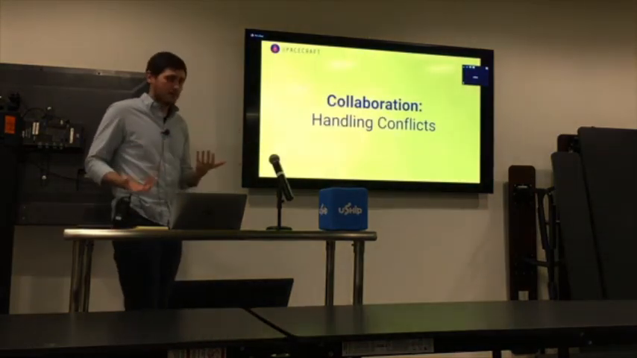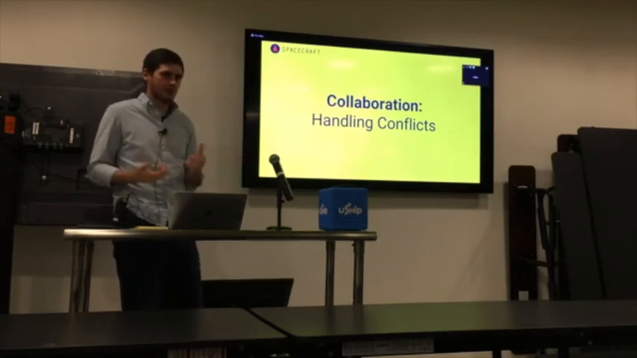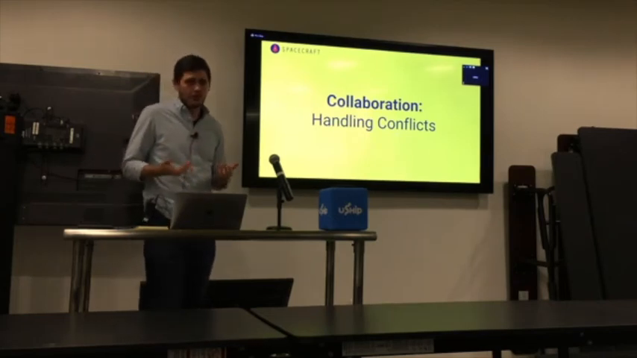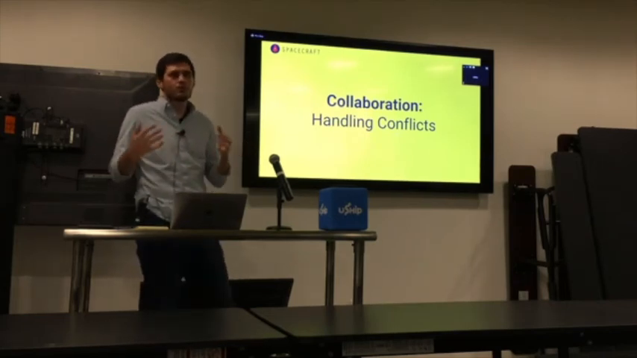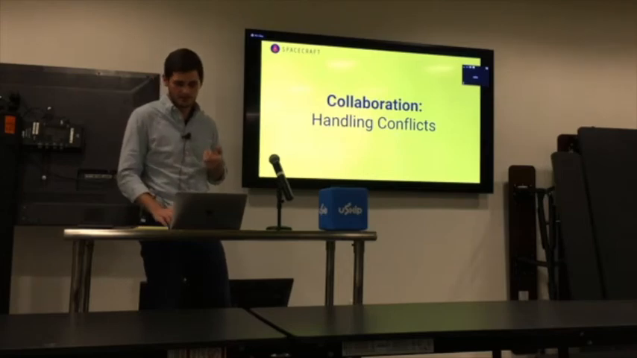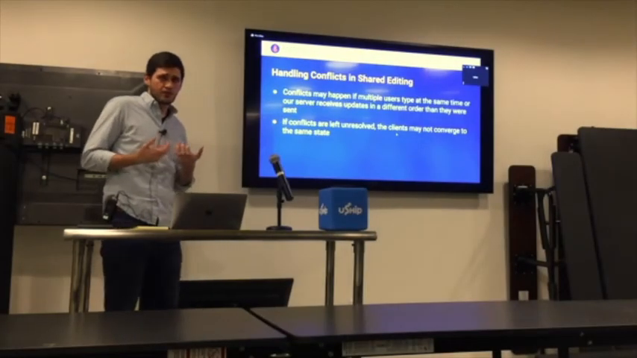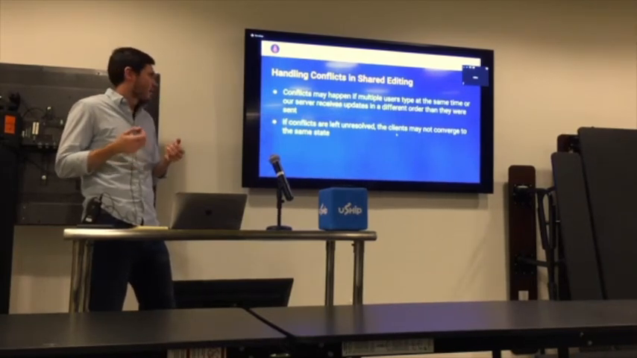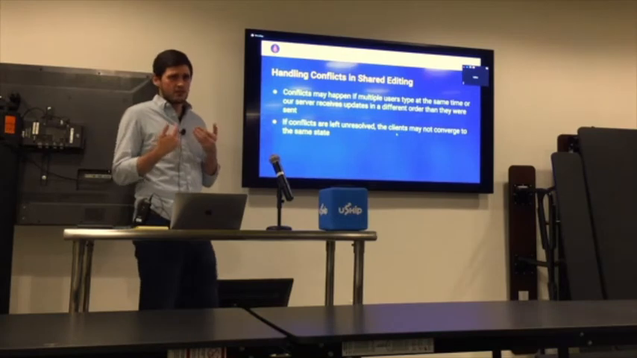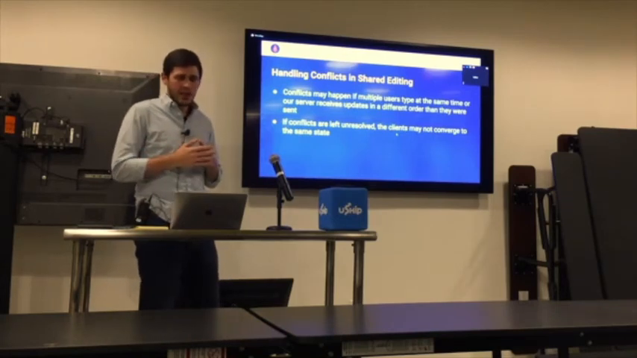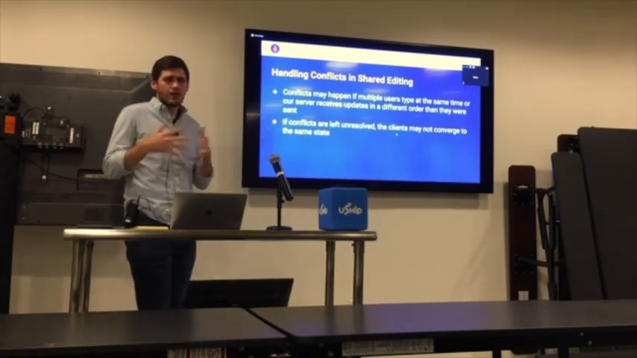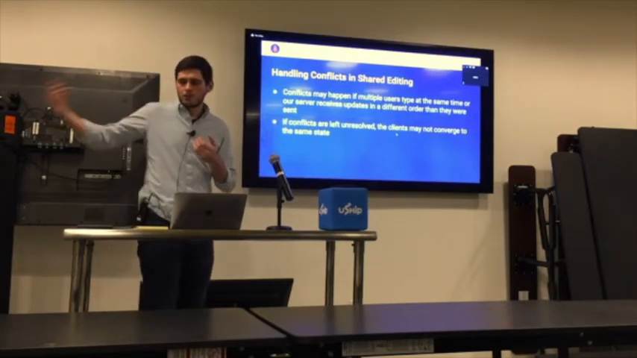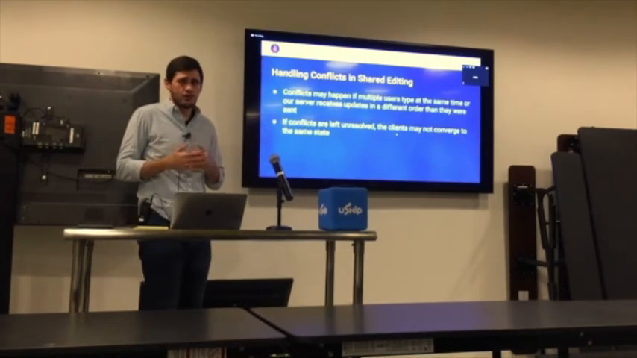Now, as when you work with any kind of collaborating product, Google Docs and such, there's going to be some conflicts that occur because sometimes one or two more people are going to be typing on the same line at the same time. And so we have to handle those conflicts with shared editing. So like I said, multiple people could be typing at the same time, or our server may receive updates in a different order than they were sent. And if those conflicts are left unresolved, then the clients aren't going to converge to the same state. So I might send something, get back something, but the person I'm supposed to be collaborating with will get something different, and then we don't know what's going on.